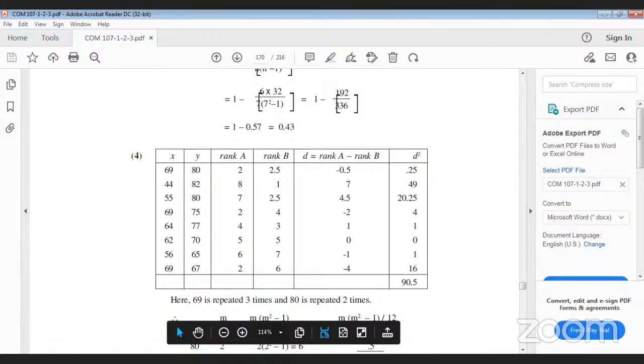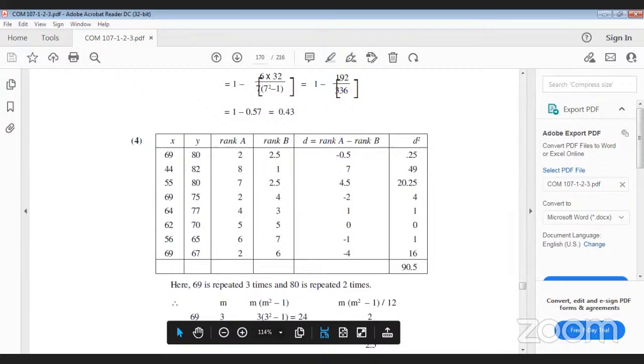The square of minus 0.5: minus into minus will be plus, 0.25. Then 7 into 7, 49. 4.5 into 4.5, it is 20.25. 2 into 2, 4. 1 into 1, 1. 0 is always 0. Again 1 into 1, 1. And the square of 4 is equal to 16 here. Now the total of this last column, you will find that the correct total is 90.5 here.